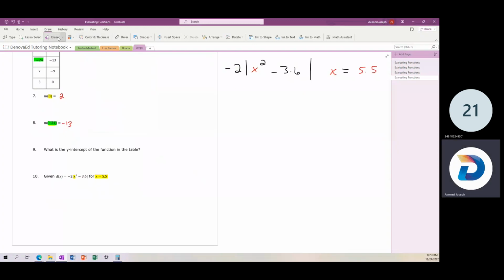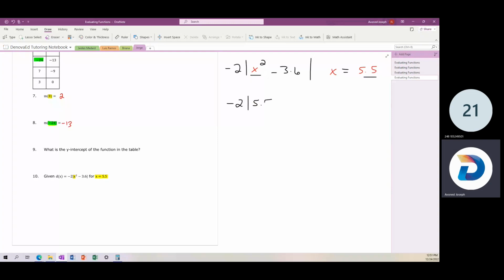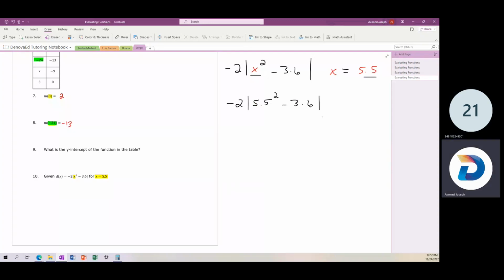So when we rewrite this equation, we have -2, brackets. What's next? x is equal to what? 5.5. What's the exponent? 2. Minus what? 3.6. And don't forget the brackets. This tells us that our answer is going to be positive. So let's break this down first.